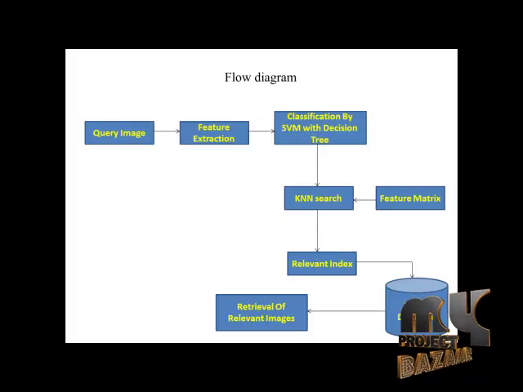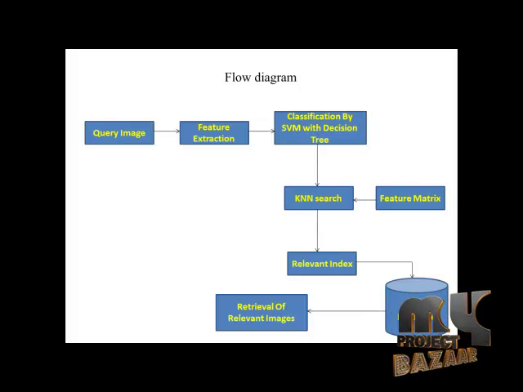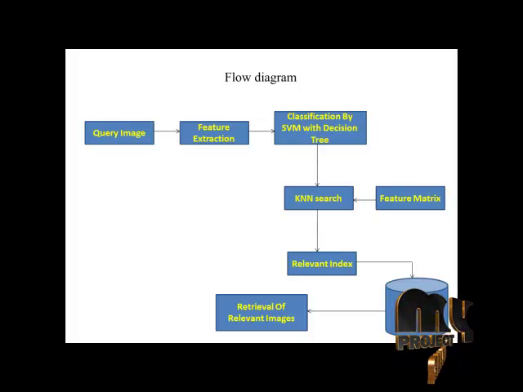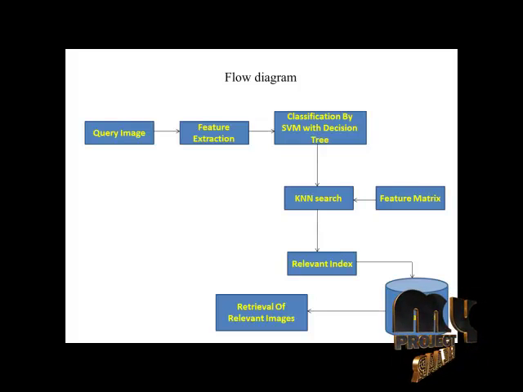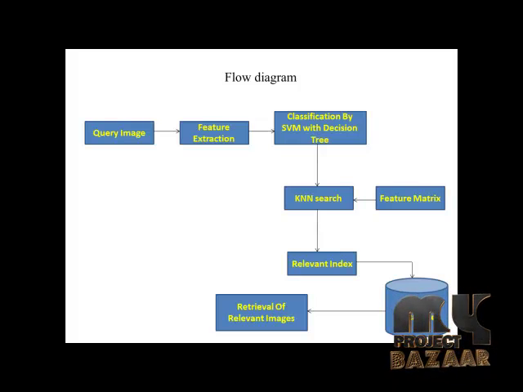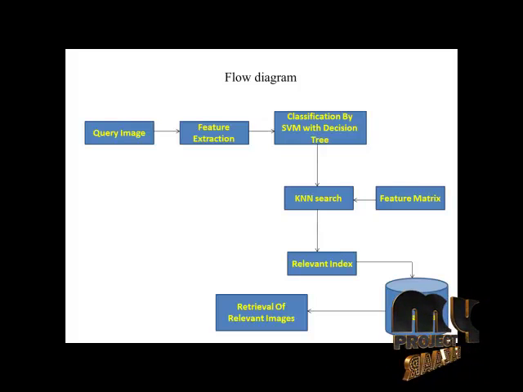Initially we are going to collect the dataset for our process. In that dataset we are going to choose any one of the images. That image is going to be our query image. After getting our query image, we are going to extract the features. In that feature extraction we are going to find the similarity of our images. So we have to divide the feature extraction.